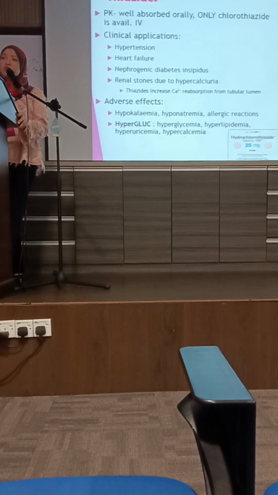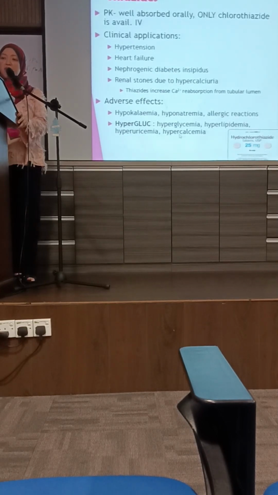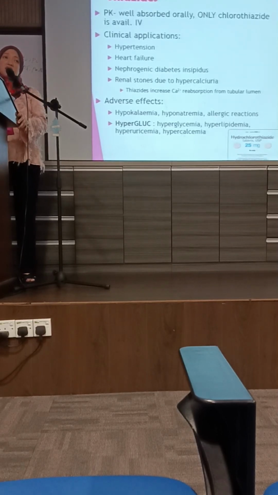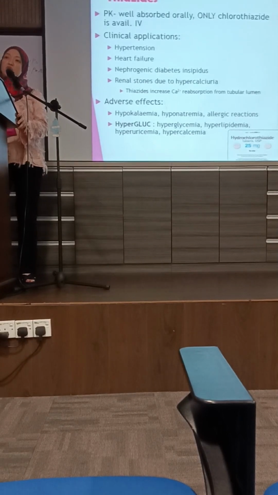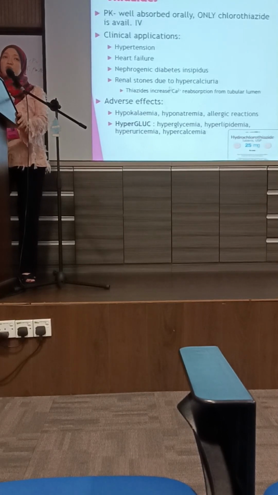The adverse effects, look here: like I said, all thiazides cause hypokalemia, then hyponatremia, and you can remember also that thiazide can cause hyperGLUC. G for hyperglycemia, L hyperlipidemia, U hyperuricemia, C hypercalcemia. Okay, thiazide can cause hyperpolarization of your beta cells and stimulate more insulin release, so it can cause hyperglycemia. We shouldn't give thiazide to patients with diabetes, not that we can't, but if possible, avoid it.